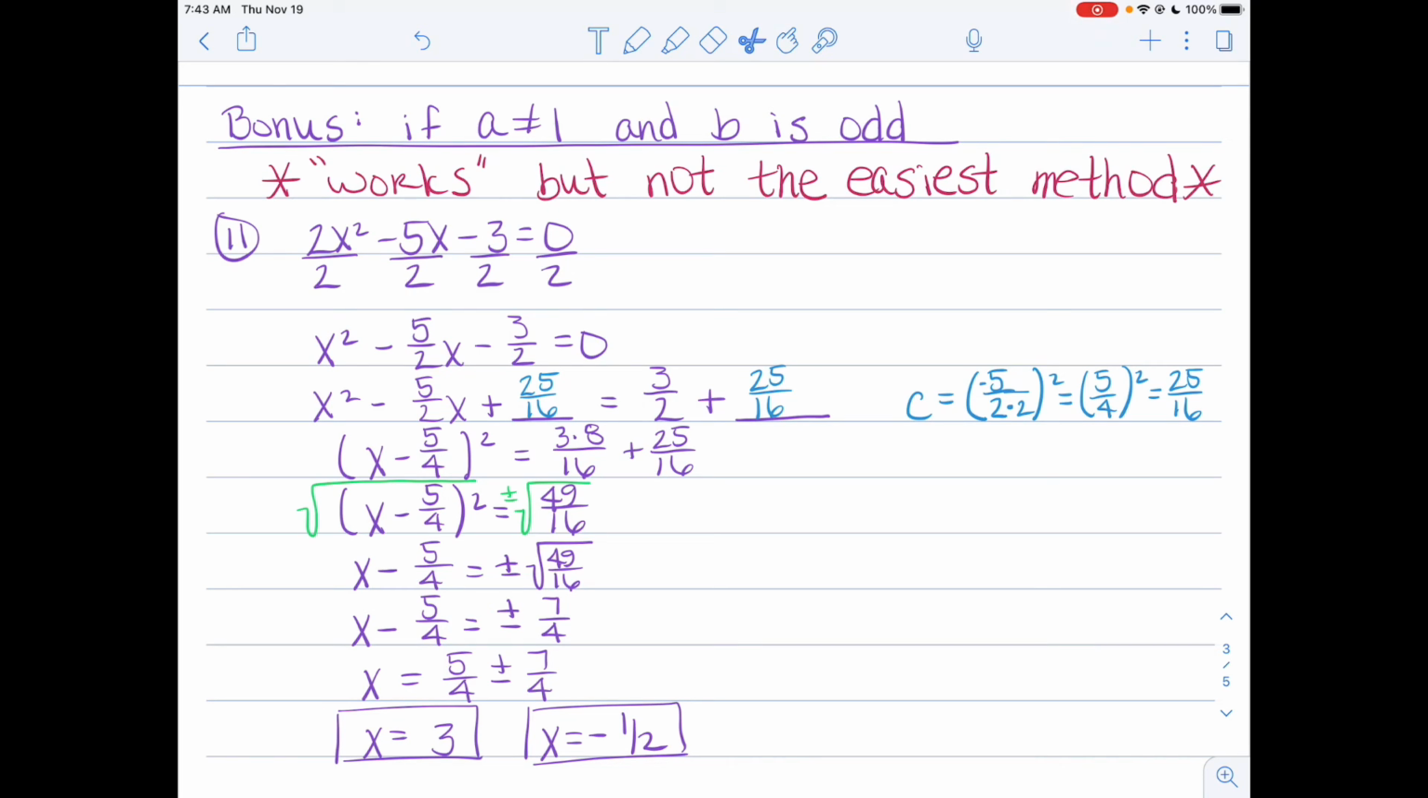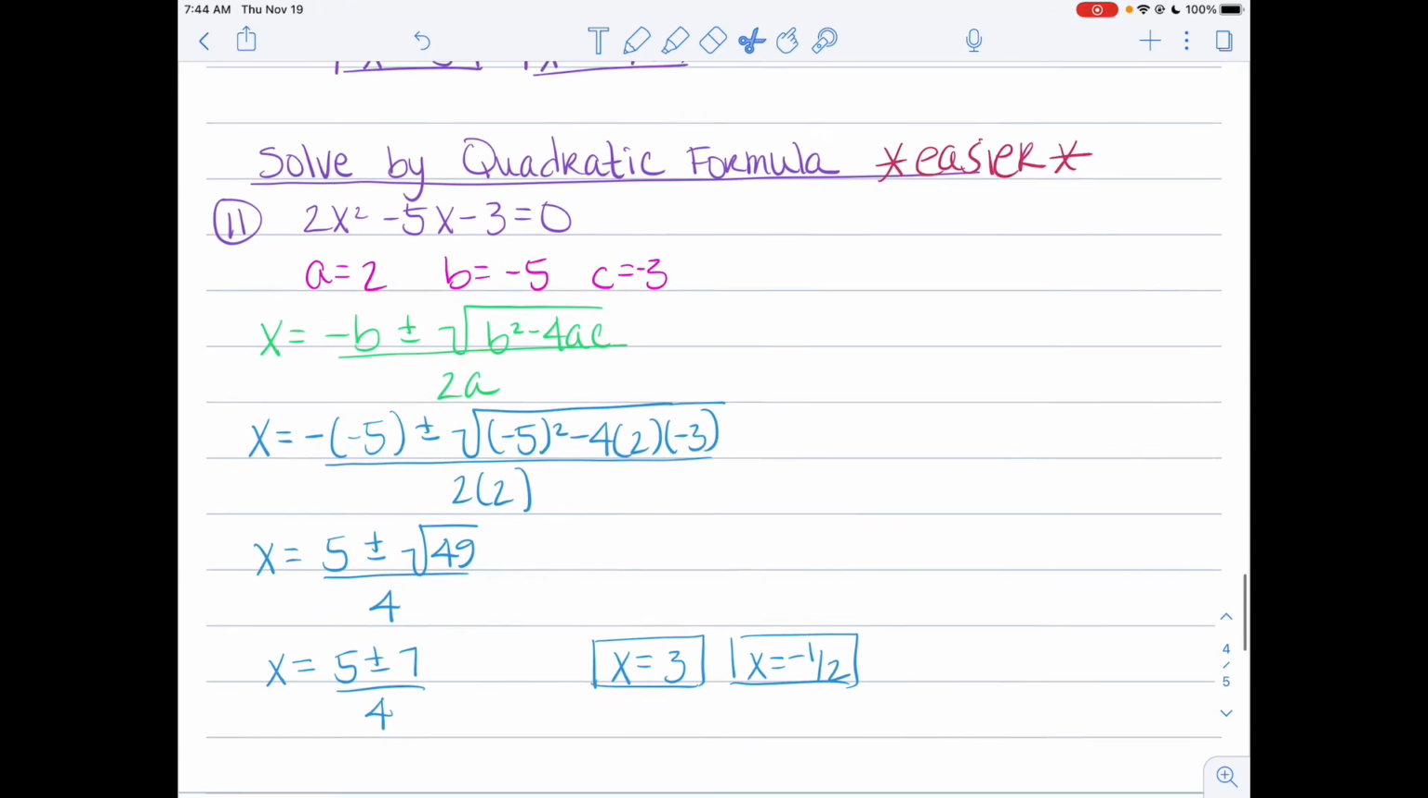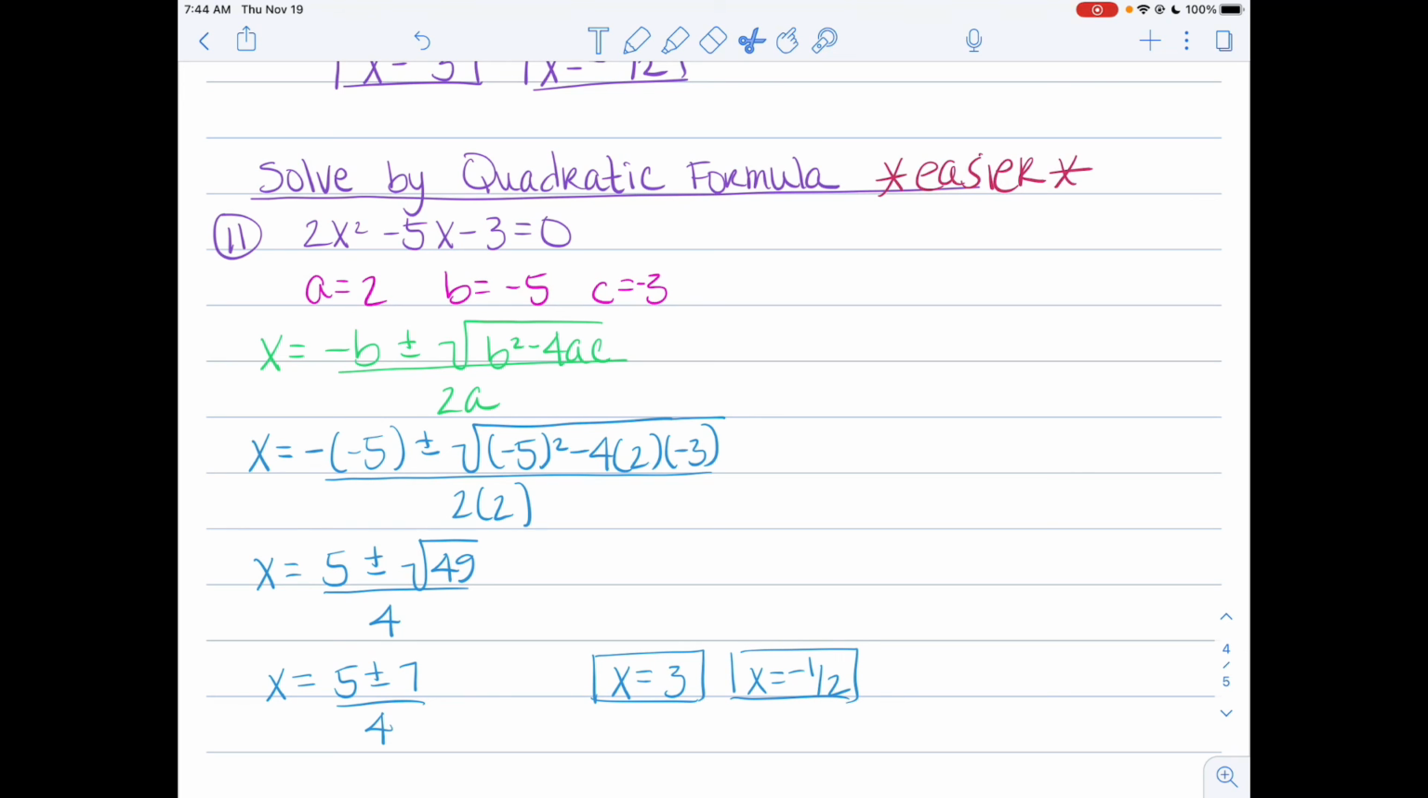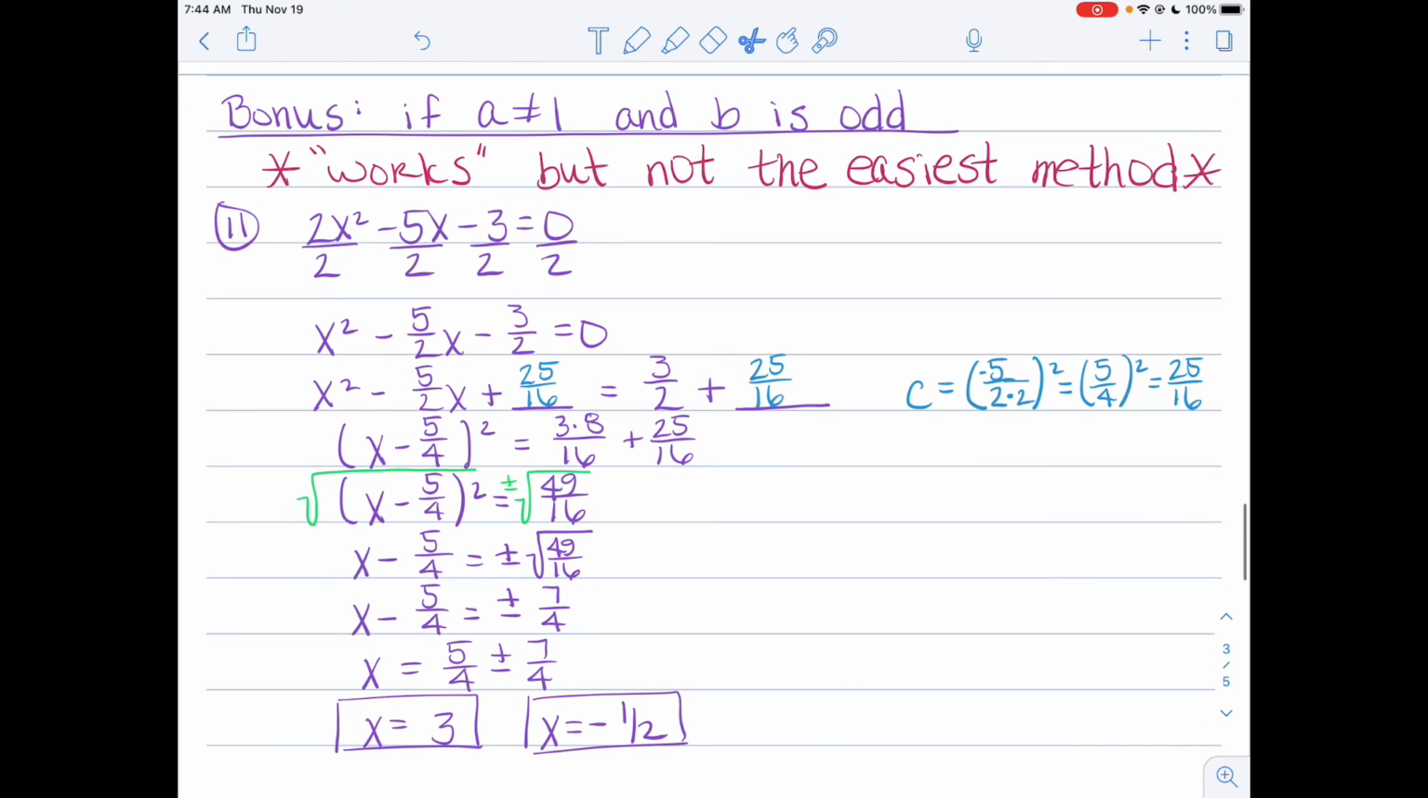Now, that takes a while to do. It requires adding and multiplying and dividing fractions. Here's what that same problem would look like if you used just the quadratic formula. So notice that this looks much more simple. We have the one big fraction that we're dealing with the entire time, but we're not having to divide, multiply, or add fractions. And of course, we get the same answer. So this would be easier, but it's not impossible to do it with the completing the square method.